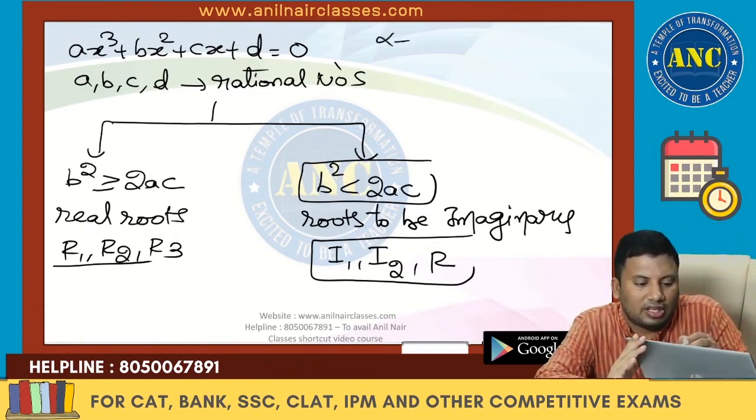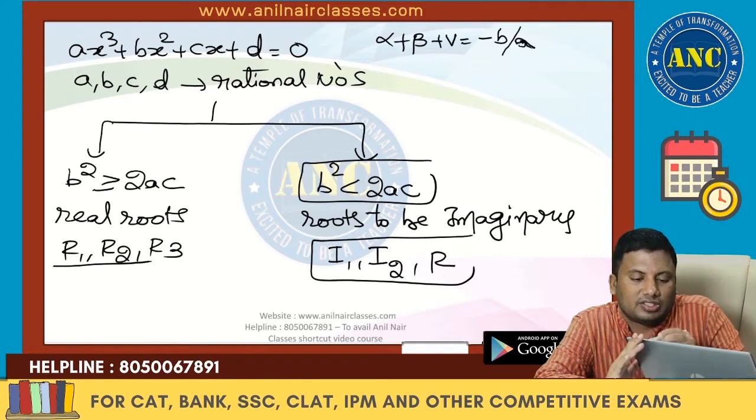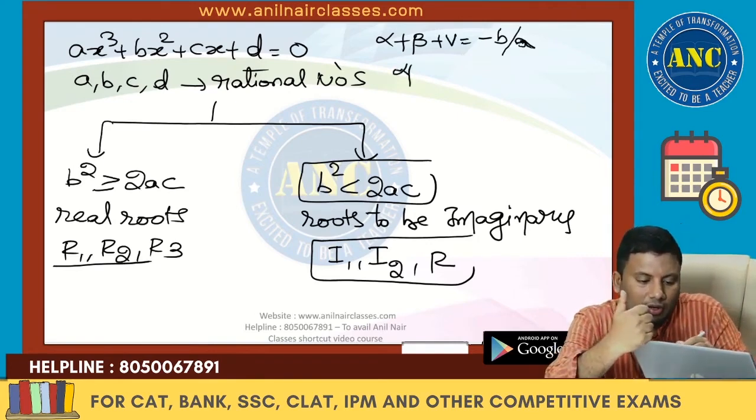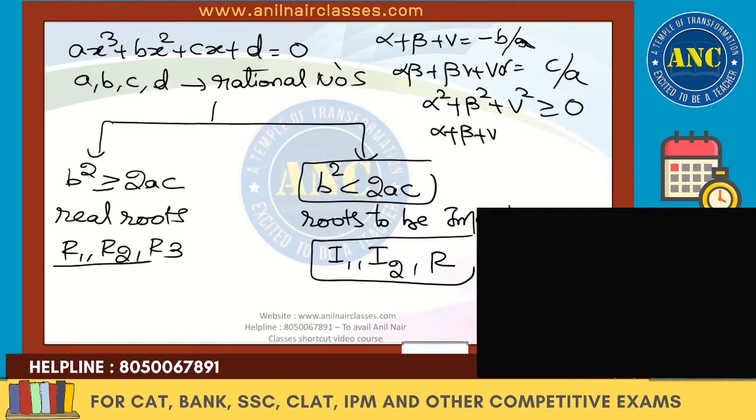Sir, how did you get this? This is nothing but the sum of the roots taken one at a time, it is minus b by a. Now, the sum of the roots taken two at a time is c by a. So, alpha square plus beta square plus gamma square is greater than or equal to 0. So, (alpha plus beta plus gamma) whole square minus 2 into (alpha beta plus beta gamma plus gamma alpha) is greater than or equal to 0. So, b square by a square minus 2 into c by a is greater than or equal to 0. b square greater than or equal to 2ac.